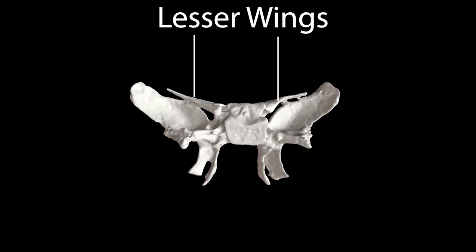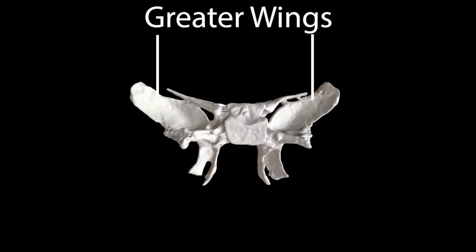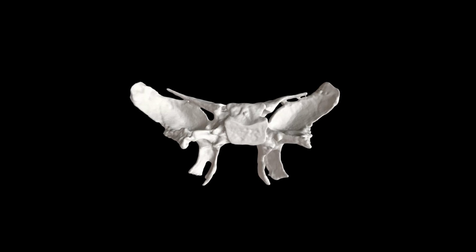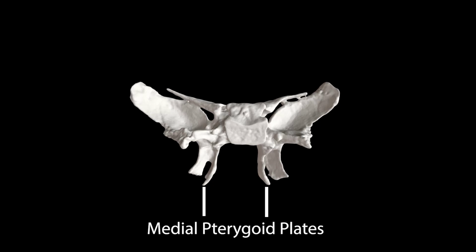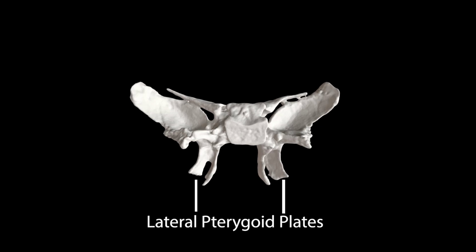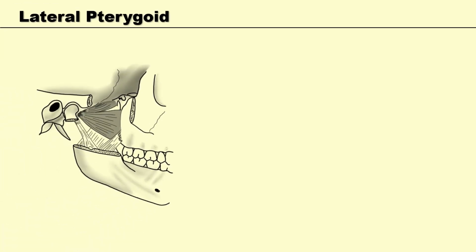We have the lesser wings of the sphenoid here, and here are the greater wings. But beneath these we also have two pairs of pterygoid plates. We have the medial pterygoid plates here, and the lateral pterygoid plates here. And the lateral pterygoid plate is the attachment site of the medial and lateral pterygoid muscles. The lateral pterygoid muscle has two parts, an upper head and a lower head. These originate from the lateral side of the lateral plate of the sphenoid and the greater wing of the sphenoid.